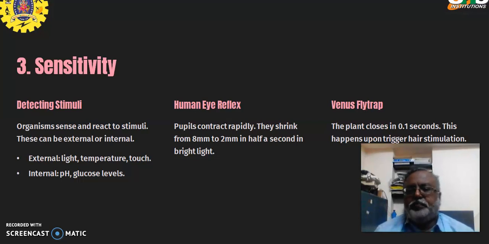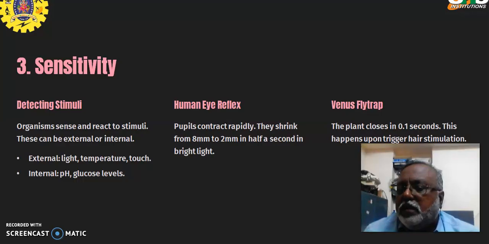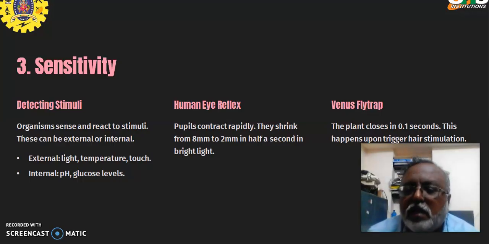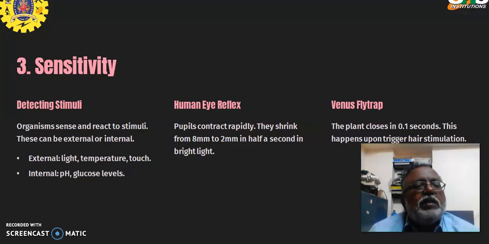My dear boys, in this class we are going to discuss the continuity of the subject Biology for Engineers, in which we are getting to know about the characteristics of living organisms. In the earlier slide, we discussed two important things: one is movement and the second is respiration. The third one is sensitivity.